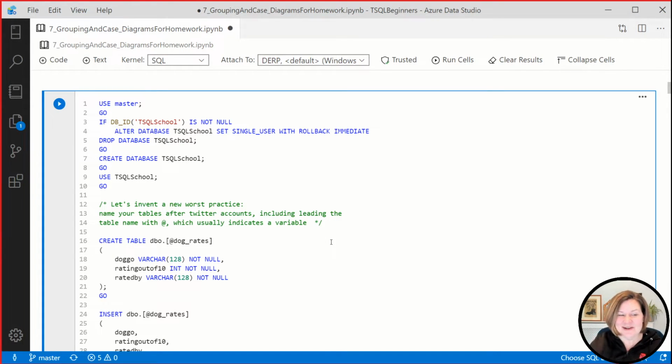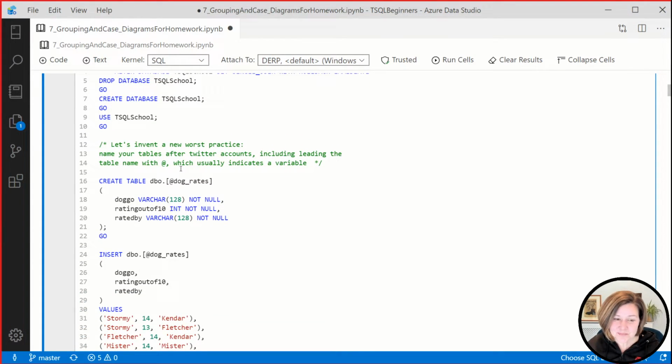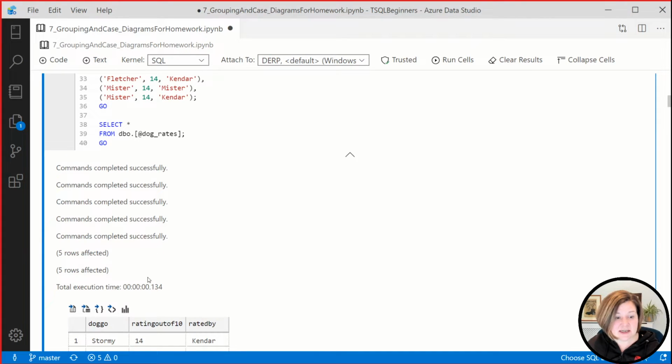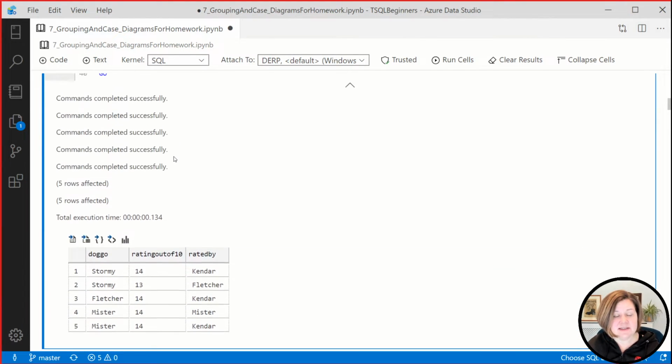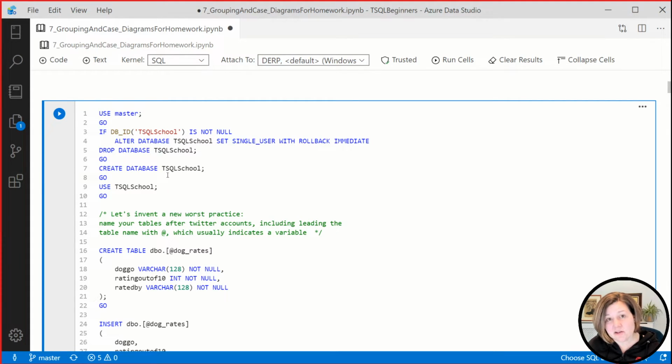At least for these demos, we're back to one table. We're getting a database named TSQL School. And today's demo is based on the Dog Rates Twitter and Instagram account. If you are not familiar with Dog Rates, and it does look like my query completed successfully, they rate dogs. And all dogs are rated out of 10, but they're all rated higher than a number out of 10. So you get a dog with 13 out of 10.